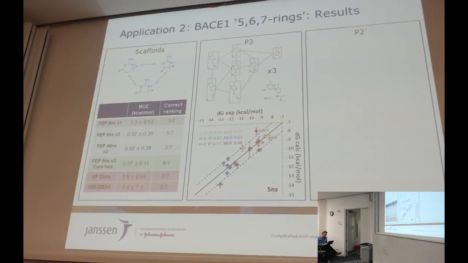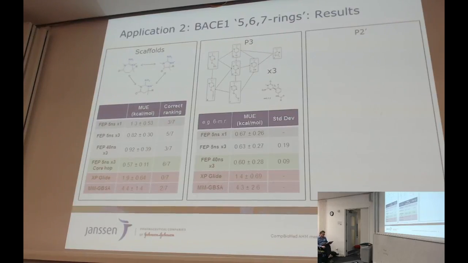We looked at the P3 pocket. Here we've got error bars because everything's done in triplicate. And we also look at the MUE as well. We did the 5 and the 40 nanosecond. I'm just showing those. We did many others in the paper. Here's an example: 5 nanosecond single, 5 nanosecond triplicate. It doesn't make a big difference. It's the same as what we saw in the first case. So that's quite good in a way. The standard deviation comes down a little bit when we go from 5 to 40 nanoseconds, so it suggests that results are getting more reliable, so there's less change and variation.